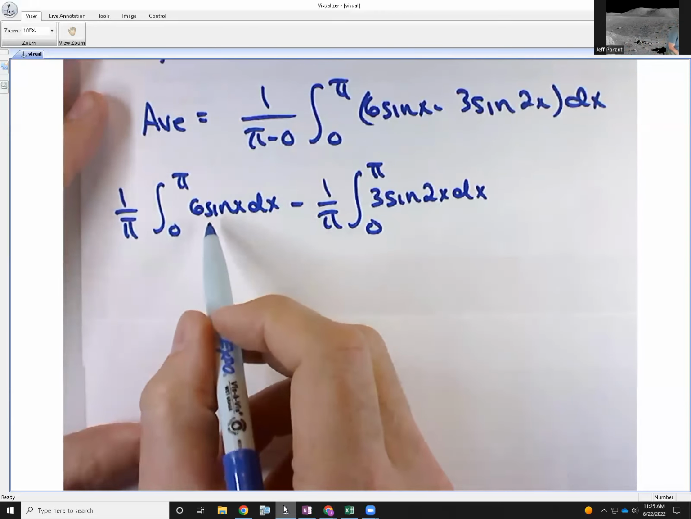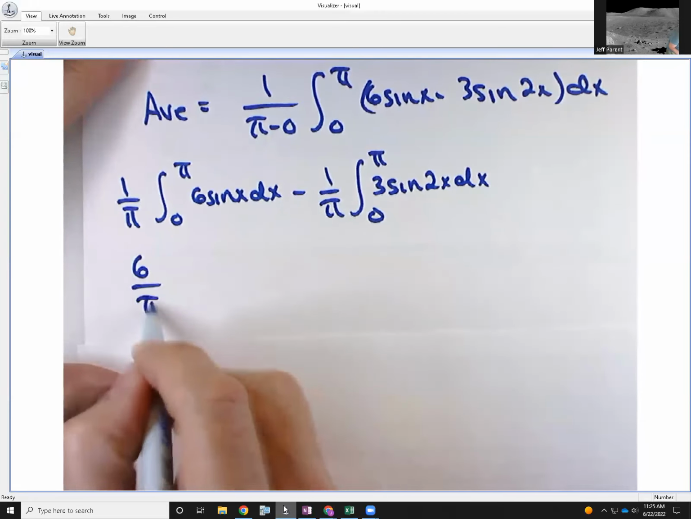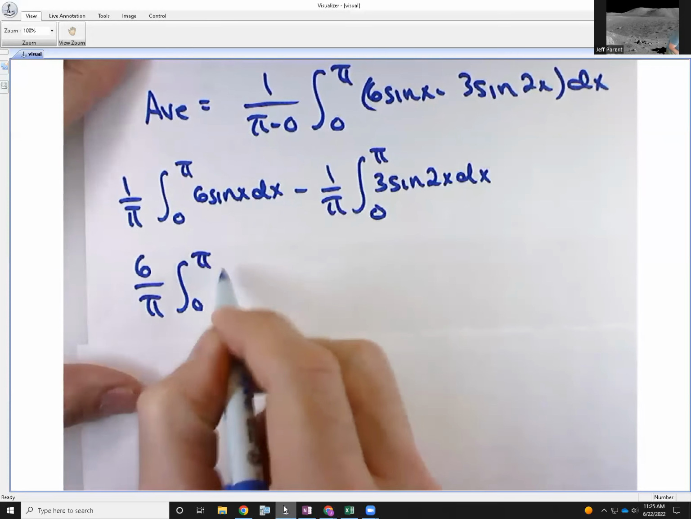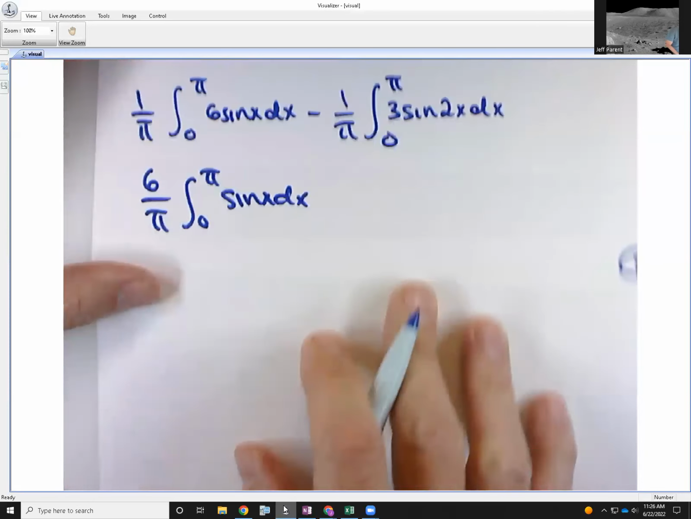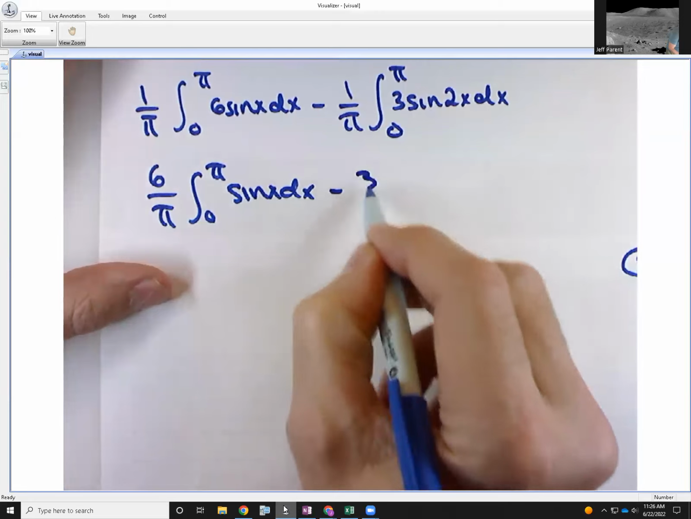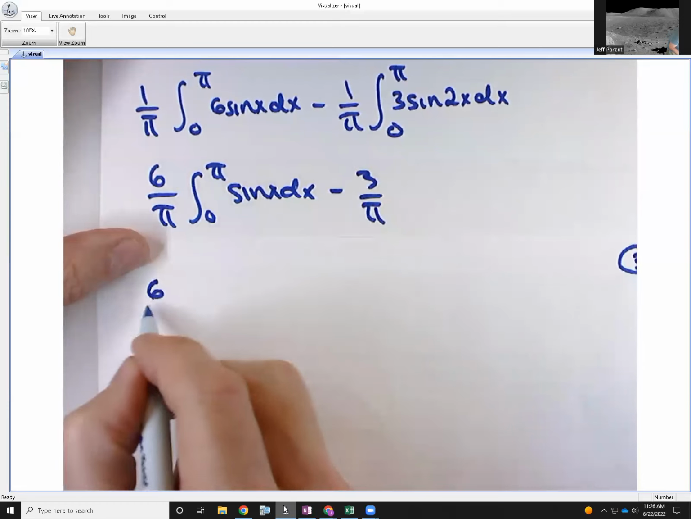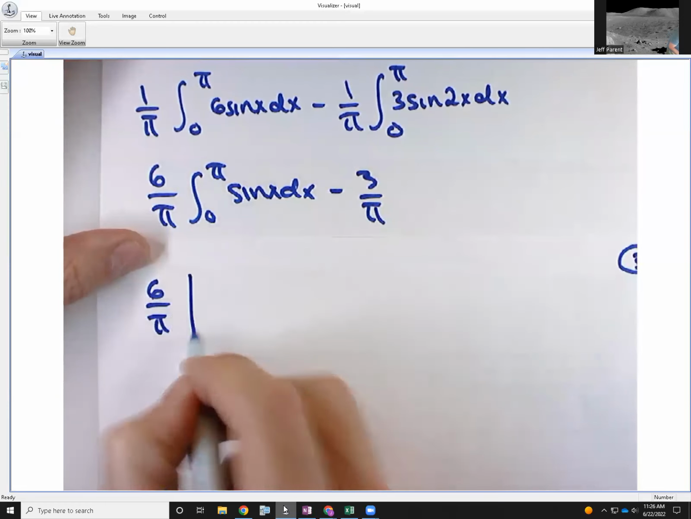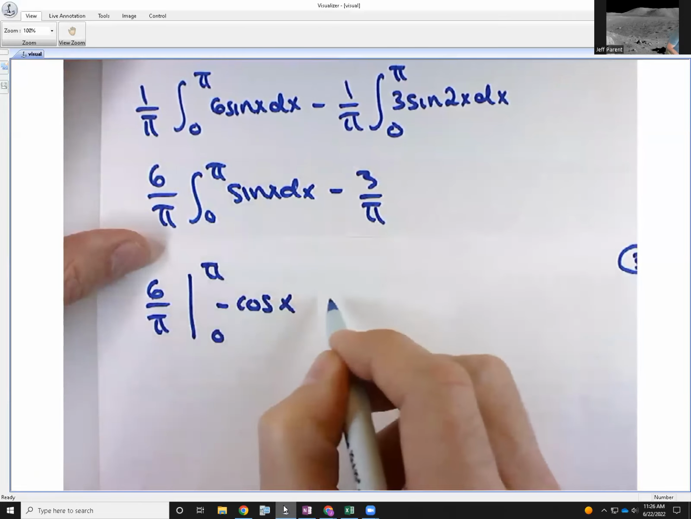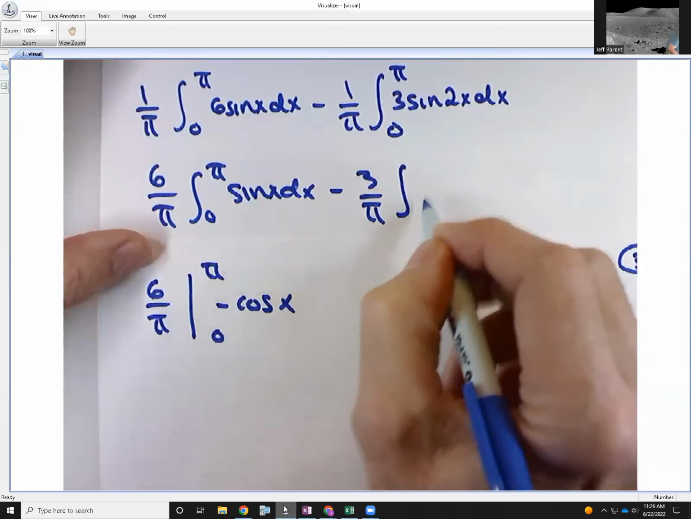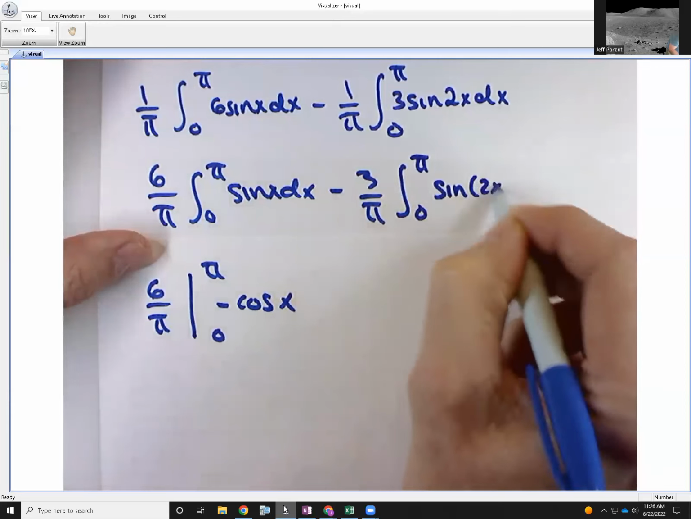What's the antiderivative here? You can take out the 6 if you'd like. 6 over pi times the integral from 0 to pi of sine of x dx. I'm hoping that that one looks familiar. What would that be? Nice, negative cosine. So it's going to be 6 over pi times negative cosine x between 0 and pi minus 3 over pi, taking the 3 out, integral of 0 to pi of sine of 2x dx.